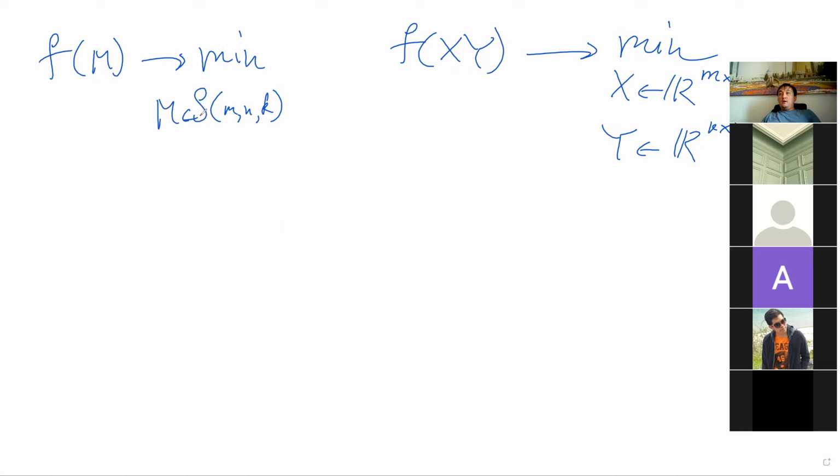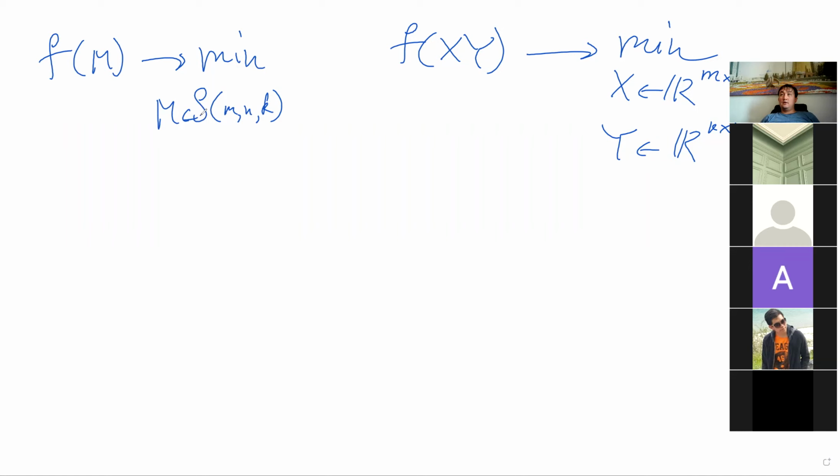Are these two problems not equivalent to each other? Problems are absolutely equivalent. If you solve the second one, then you will solve the first. It's easy: if you solve the second problem, you just define M equal to X times Y, and this gives you the solution of the first problem. And vice versa, by the way. If you solve the first one, you will solve the second one. So these two are absolutely equivalent.